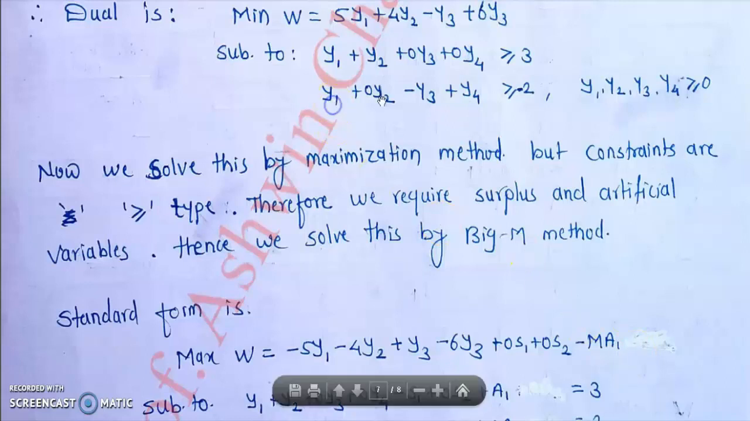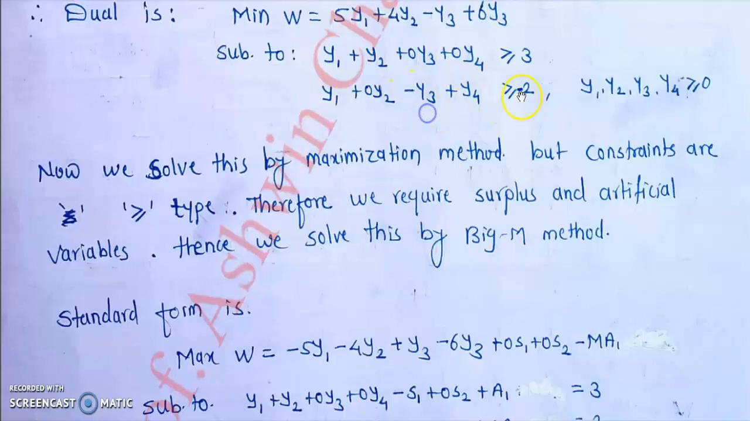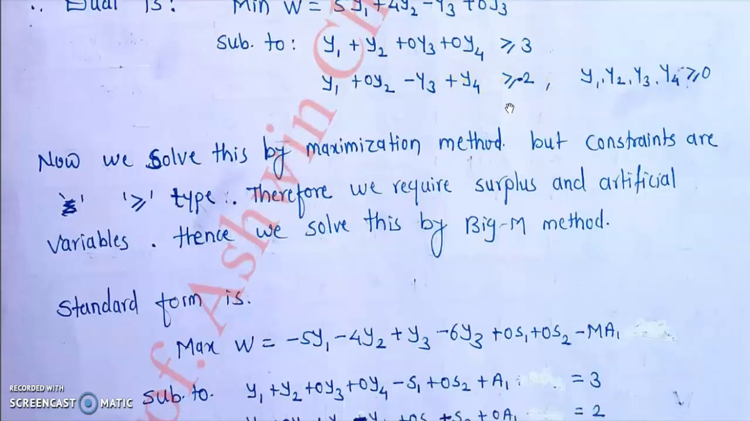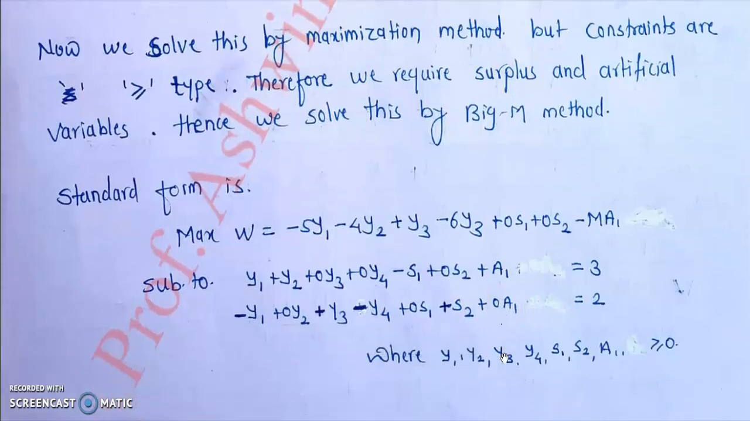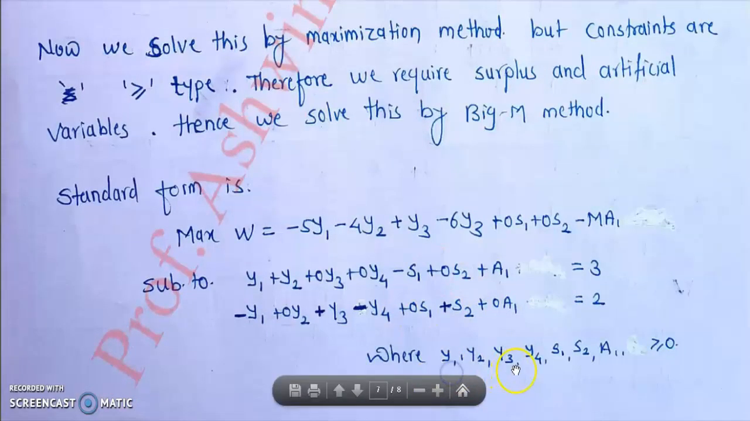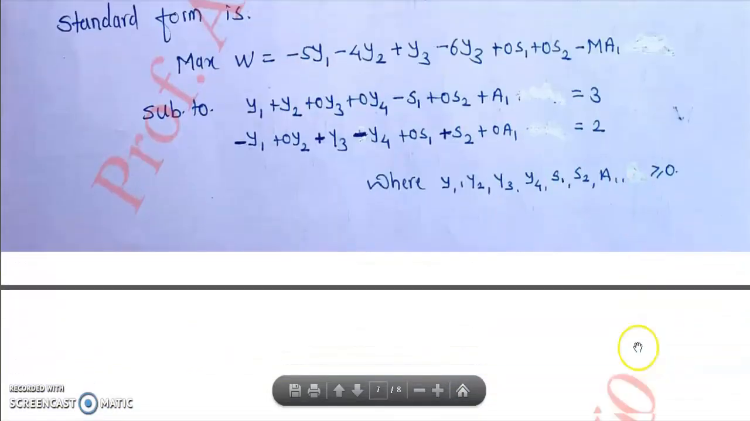And then we have y1 plus 0y2 minus y3 plus y4 greater than or equal to minus 2. When we multiply both sides by the minus sign, we get the left side less than or equal to plus 2. So if we just add s2 there, we get equal to 2. That's why no artificial variable is required, so no a2 is required for the second constraint. So while writing, we have y1, y2, y3, y4, s1, s2 and a1 greater than or equal to 0.